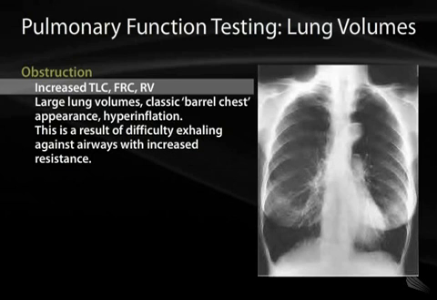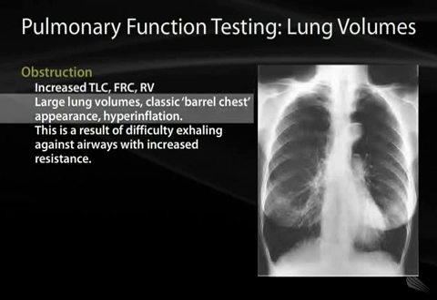And you can see this if you look at a patient with emphysema. A lot of times they'll have a barrel-chested appearance with a widened anterior-posterior, or AP, diameter. This is a result of chronic hyperinflation, chronic large lung volumes.